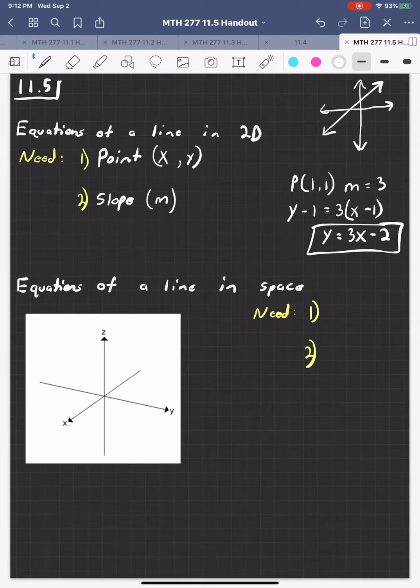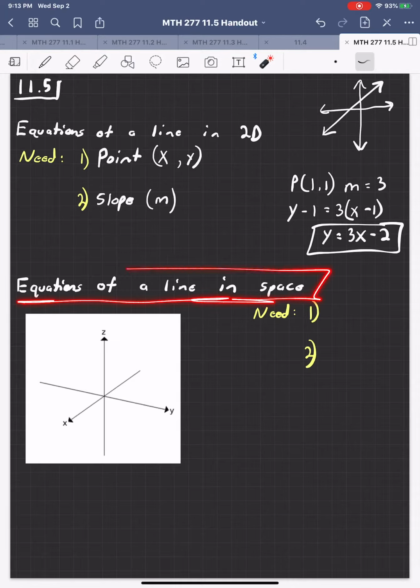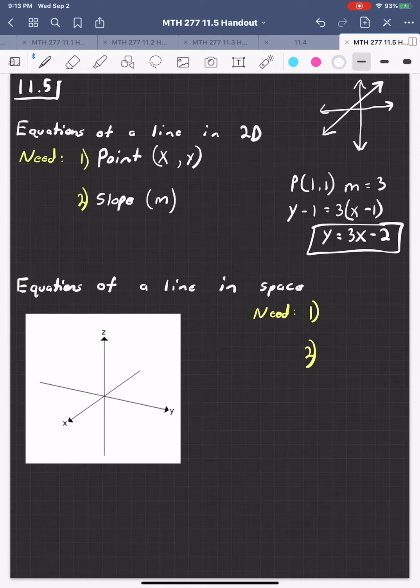All right, now let's travel to 3 dimensions. Let's think about the same type of question. How do you find the equation of a line in space? Let's start again with what do you need? In space, you are going to need a point, a point on the line. And the second thing that you're going to need is a vector parallel to the line.